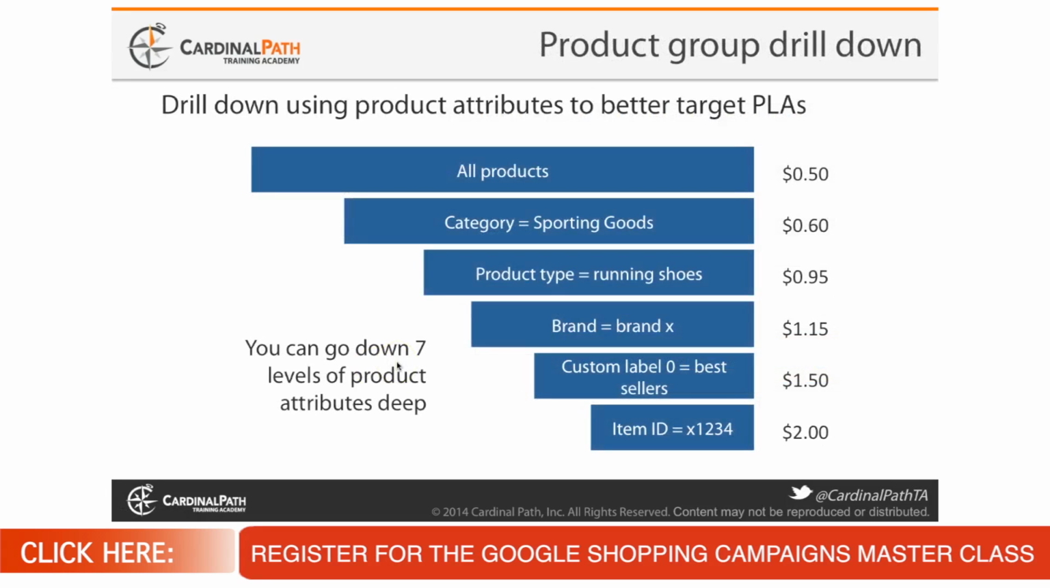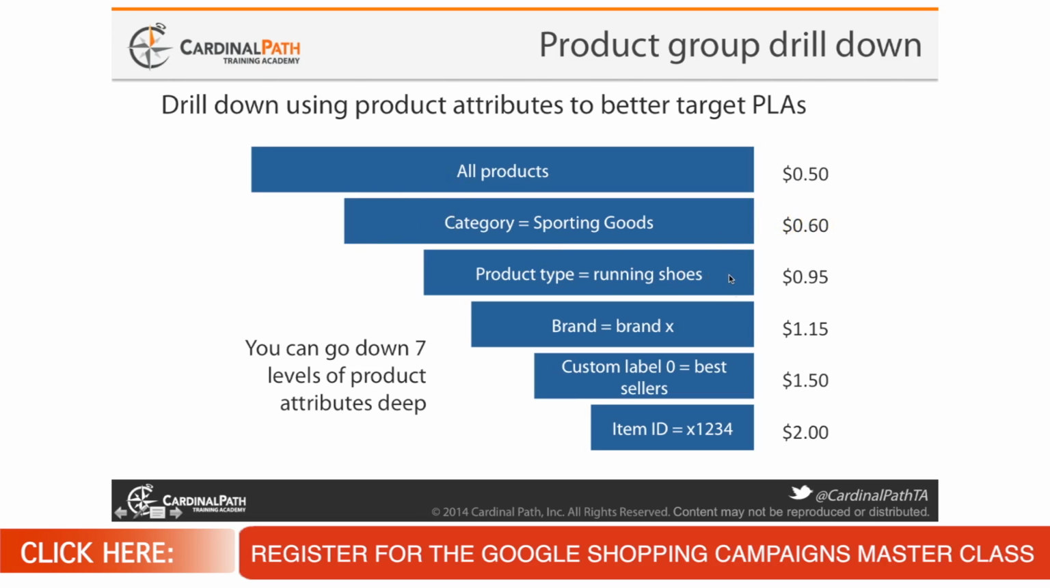Now you don't have to just stop with one level deep of your drill down. You can actually go down 7 levels of product attributes deep. I wouldn't necessarily recommend starting off this way, but this is the amount of control that it gives you. So for example, you could say I want that campaign to target all products. But I know that the sporting goods category does a little bit better this time of year, so I want to bid a little bit higher on it.